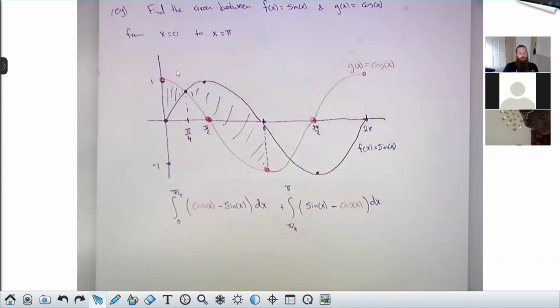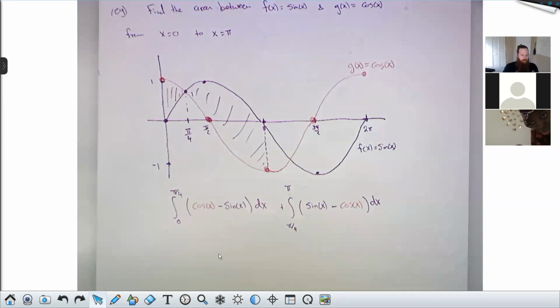Does everybody see that? So in this region, red is upper, purple is lower. So I integrate from 0 to pi over 4, red minus purple. And everywhere in this region, the purple is the upper, the red is the lower. So I integrate purple minus red. So that's from pi over 4 to pi, purple minus red, or sine minus cosine.